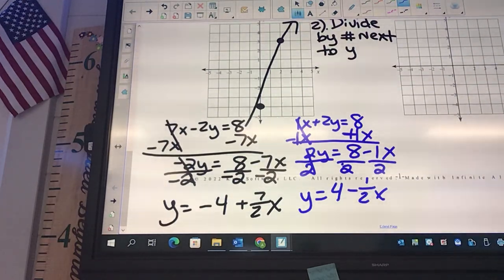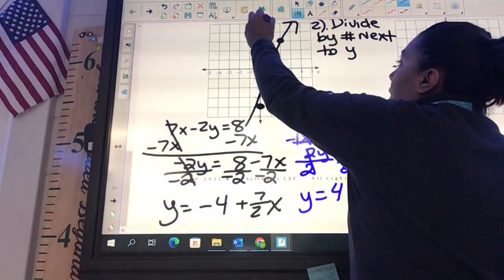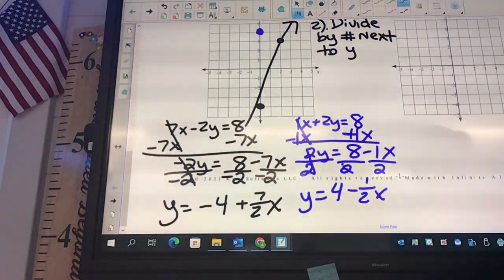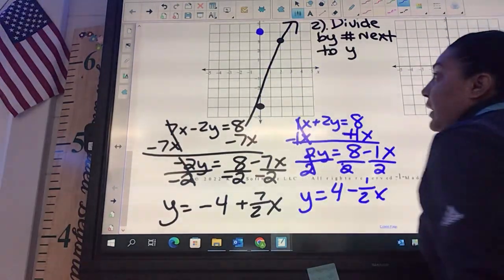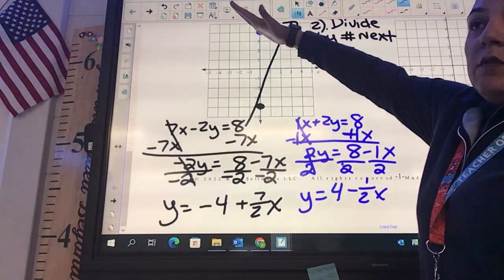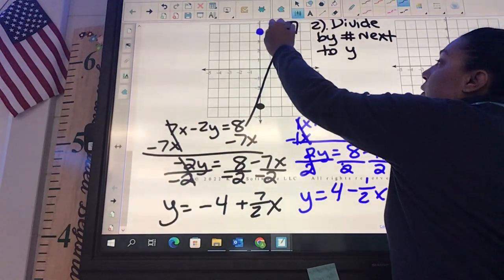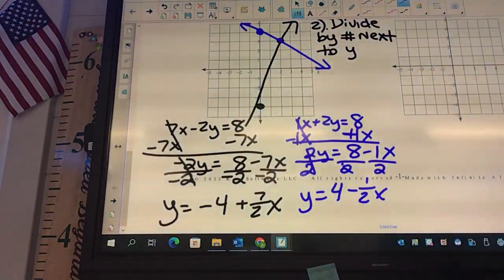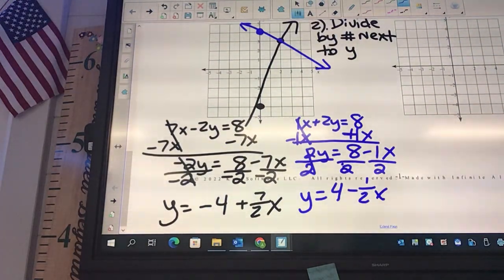Okay, the blue one, where does it start? Okay, it starts at 4. And what is our slope? Negative 1 over 2, meaning the line should be going this way. Okay? So you're going to go down 1 over 2. Okay, and then write down that intersection point.